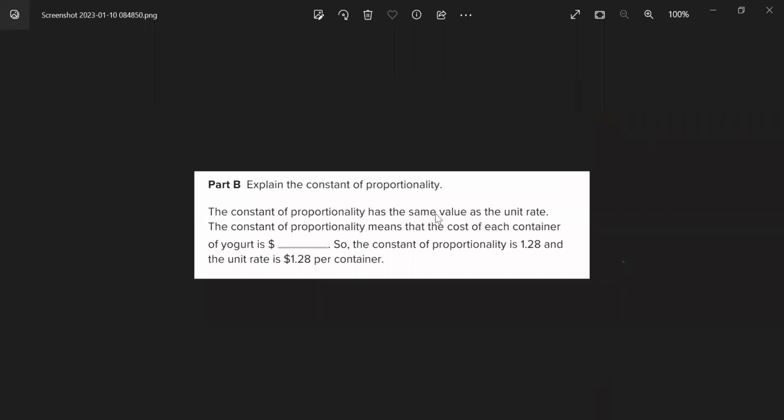In part B, it says, now explain the constant of proportionality. The constant of proportionality has the same value as the unit rate. Remember what a unit rate is. How much is for each unit. So the constant of proportionality means that the cost for each container, each unit, each container of yogurt will be 1.28. So the constant of proportionality is 1.28, and the unit rate is also 1.28 per container.